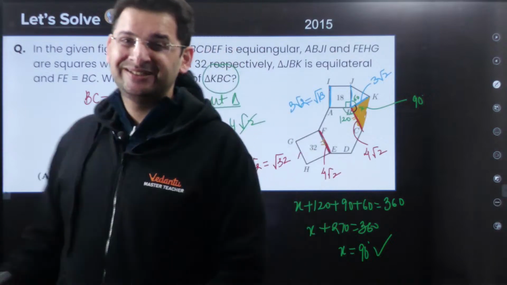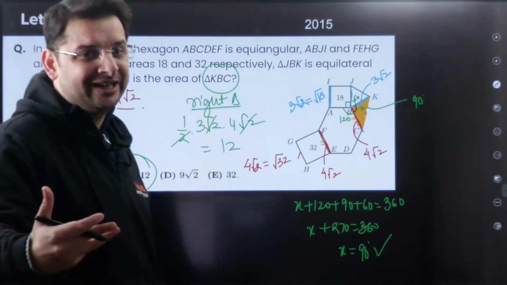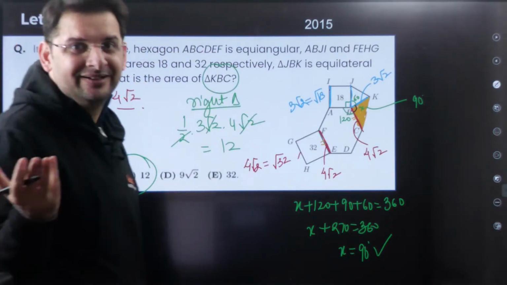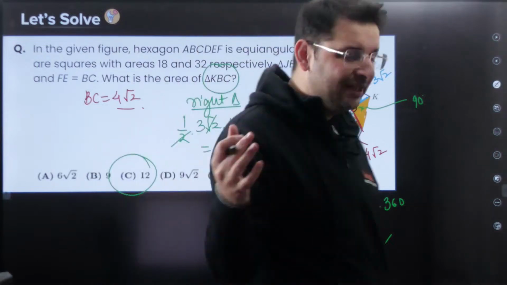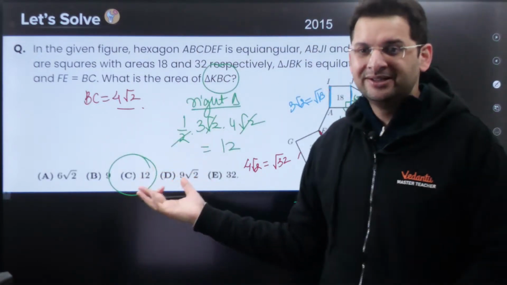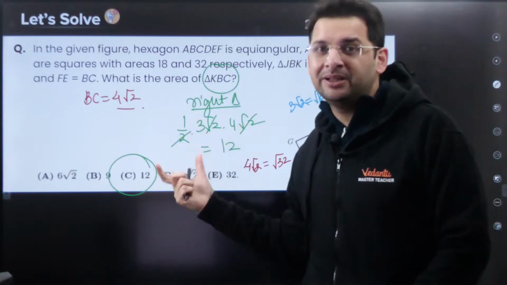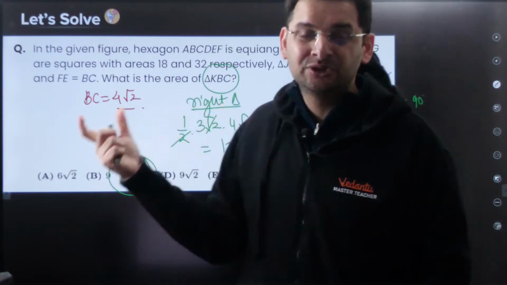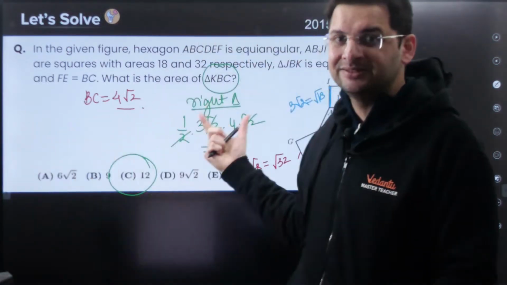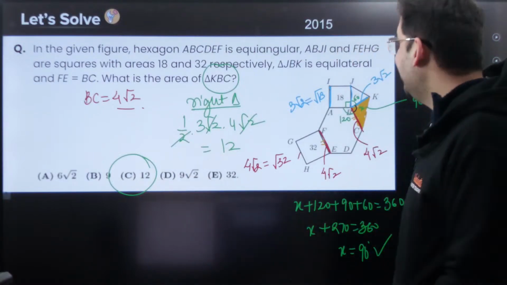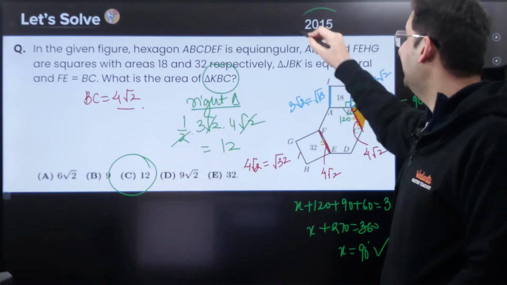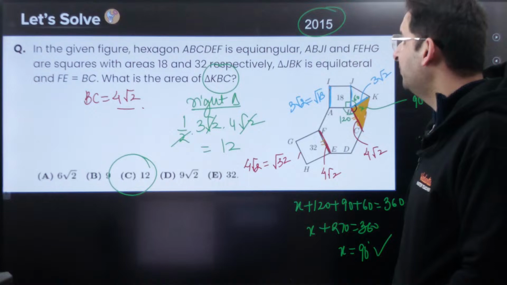Right, so these are very important questions, guys. And again, as such there is no new concept, because half into base into height is something that you already know. Just that you have to look deeper and see what all things have been given. Directly things are not given, but indirectly a lot of things have been given to us. Got it, everyone? This was a question which was asked in AMC 2015. I hope this is clear to everyone.